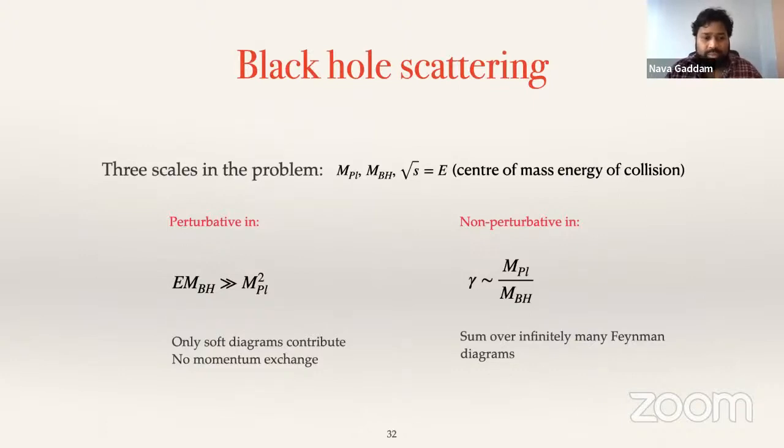What we're going to do is to compute quantities perturbative in E times M black hole over M Planck squared. This is analogous to taking Transplanckian scattering in flat space. And we're going to resum infinitely many diagrams, like in the flat space eikonal, where the vertex coupling constant is now M Planck over M black hole.